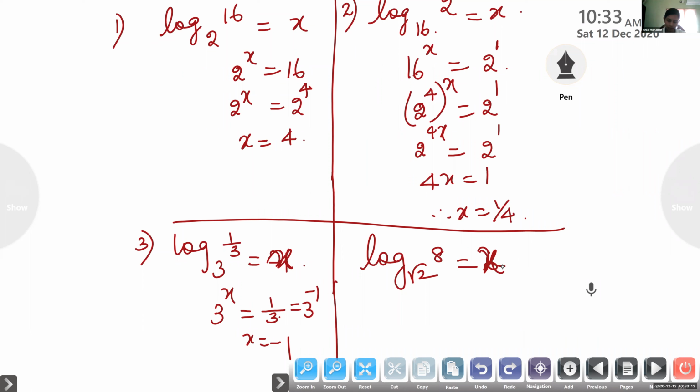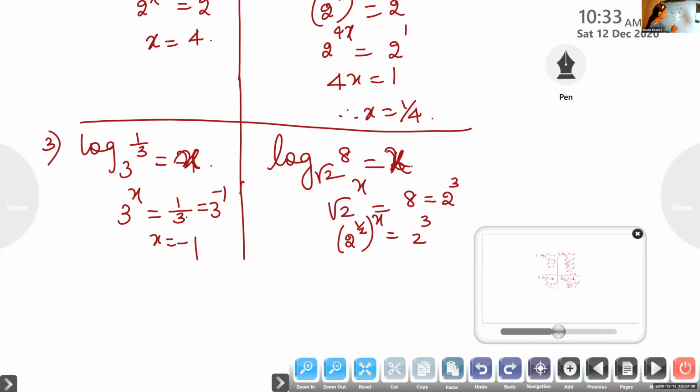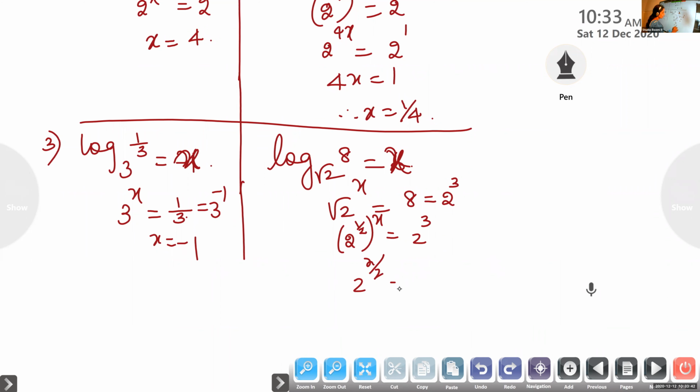Root 2 raised to x is equal to 8. So 8 we can write as 2 cube, isn't it? But here we want root. Root means power 1 by 2, isn't it? So 2 raised to 1 by 2 whole raised to x is 2 cube. Power to power means multiply the powers. So 2 raised to x by 2 is equal to 2 cube. Base is same, so equate the powers. So x is equal to 6.